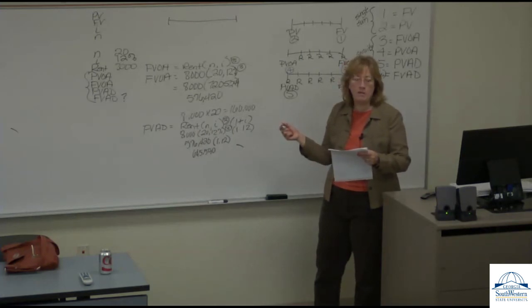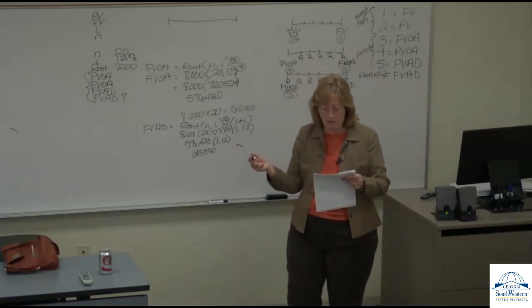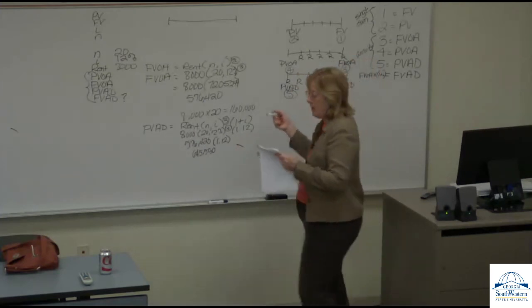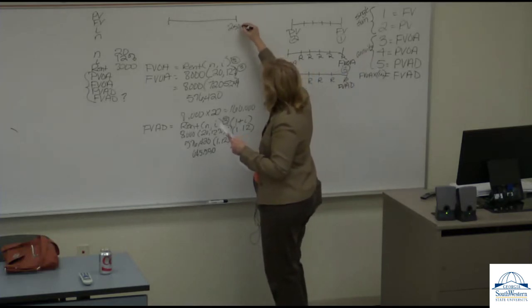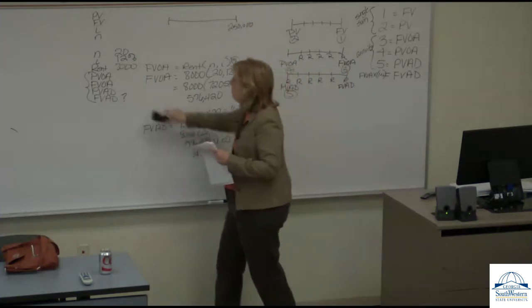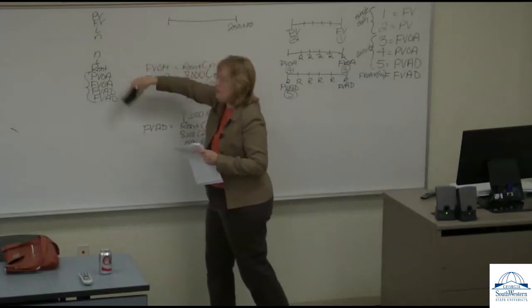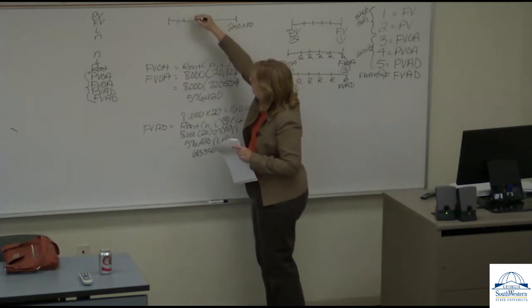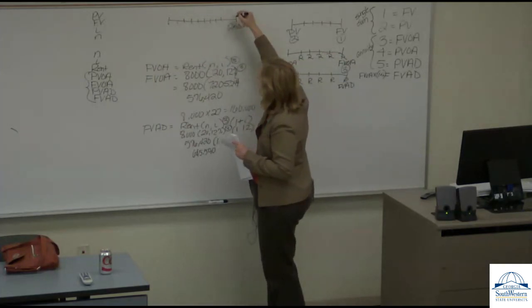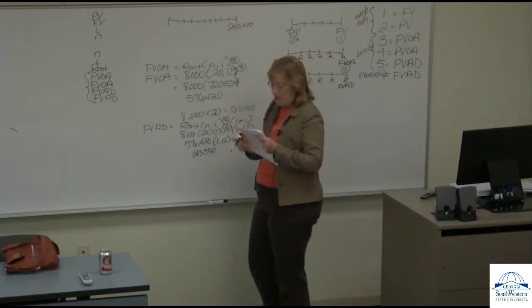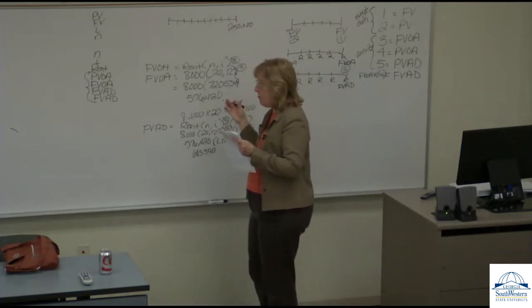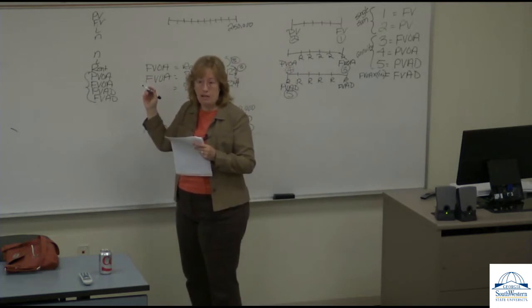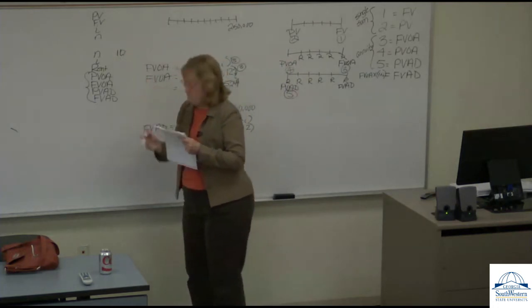Where would we put the $250,000? Angela, you want to be my person? He needs $250,000 in 10 years. Yeah, that's in the end. This $250,000 is what he wants at the end. Okay, so that's going to be a future value of something. And there's going to be 10 years. So we go 1, 2, 3, 4, 5, 6, 7, 8, 9, 10. Okay, so our N is 10.